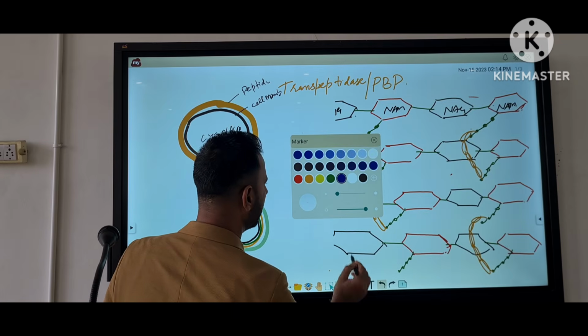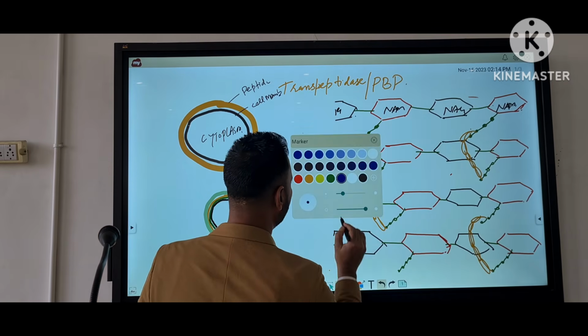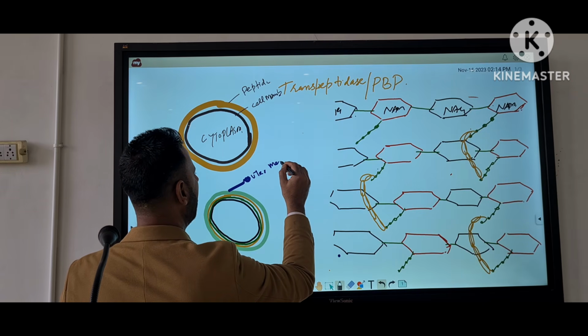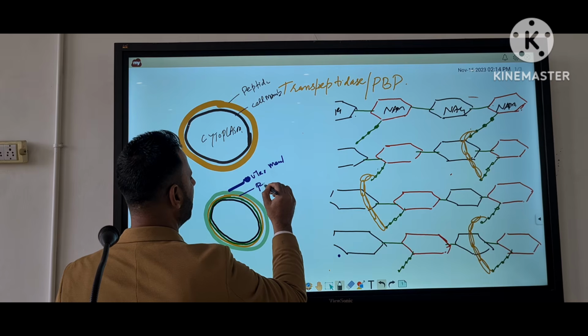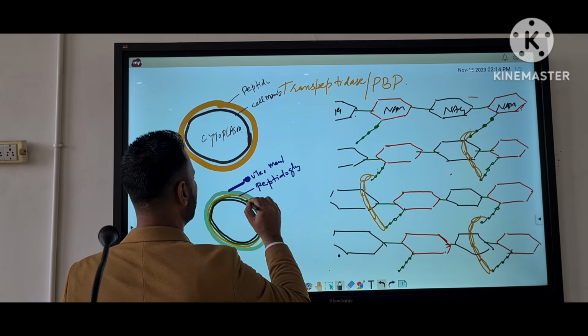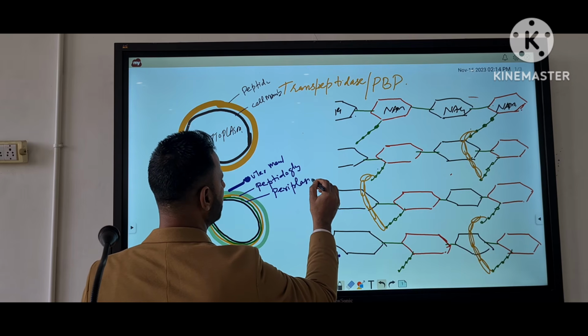Is it clear? Now see, what is this? This is the outer membrane, OUTER, outer membrane. And what is the second layer? It is peptidoglycan. And what is this one? This is known as periplasmic space. It is a space, periplasmic space.